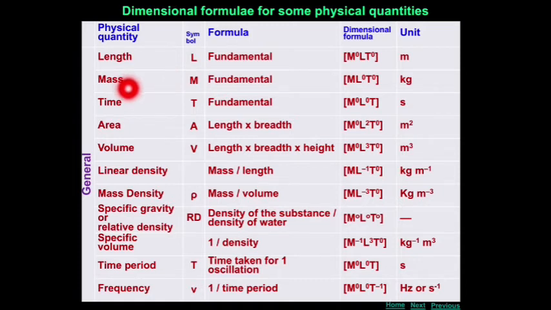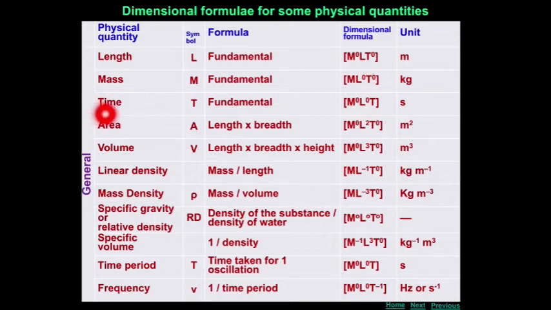See the next one, that is mass. Already you know mass is a fundamental quantity. The unit of mass is kilogram, and the symbol of mass is represented as capital M. Capital M is available, L is not, so L power 0 and T power 0. So 1 into 1, here 1. So only M is the dimensional formula for mass.